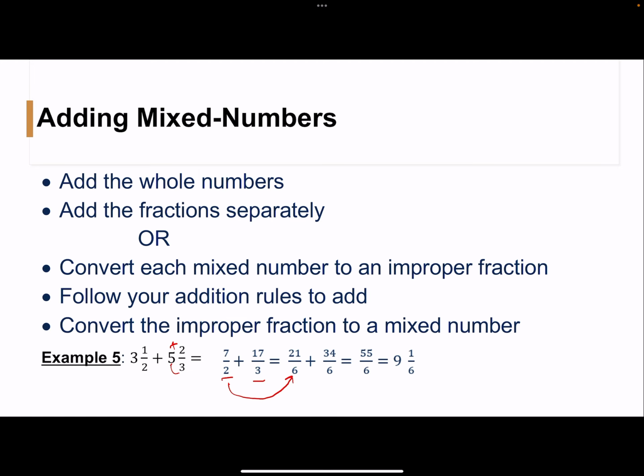2 goes into 6 3 times, or what number do I multiply 2 by to get 6? That would be 3. It's another way that you can word that. 7 times 3 is 21. 3 multiplied by 2 gives me 6. So 17 multiplied by 2 is 34. I keep my common denominator of 6. 21 plus 34 is 55. And then I divide that out. 55 divided by 6. So 6 goes into 55 9 times. 9 multiplied by 6 is 54. I subtract that, and I get 9 1/6 as my final answer.